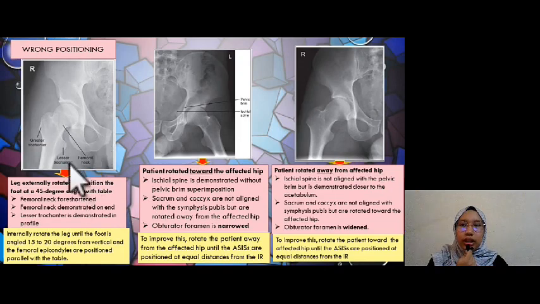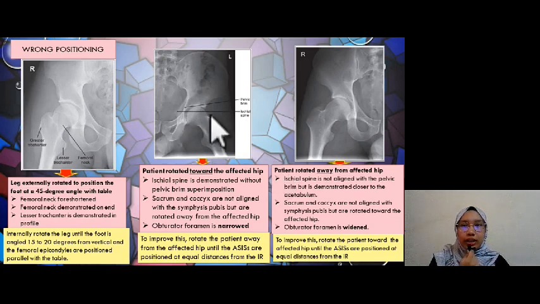First, this image shows the leg externally rotated to position the foot at a 45-degree angle with the table. This is because the femoral neck is foreshortened, the femoral neck is demonstrated on end, and the lesser trochanter is demonstrated in profile. To improve this, internally rotate the leg until the foot is angled 15 to 20 degrees from vertical and the femoral epicondyles are positioned parallel with the table.